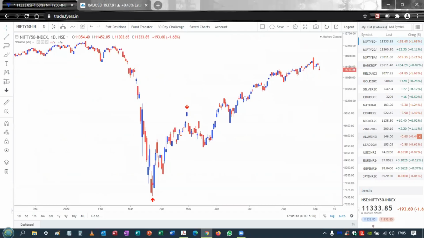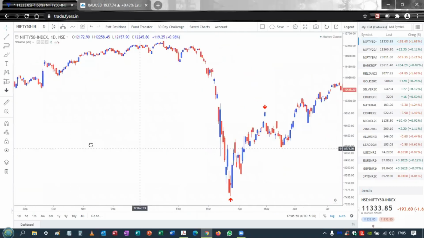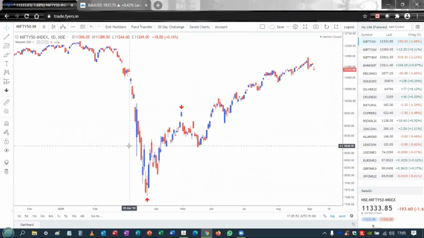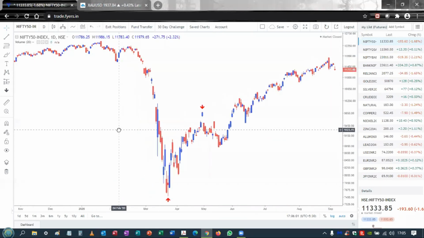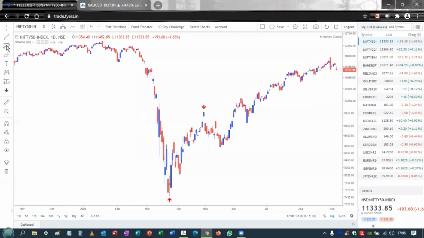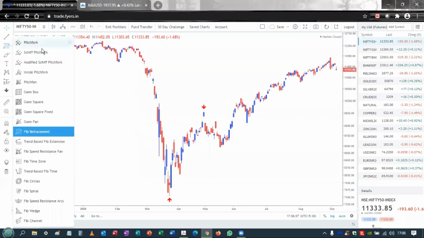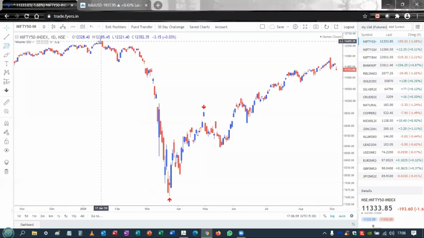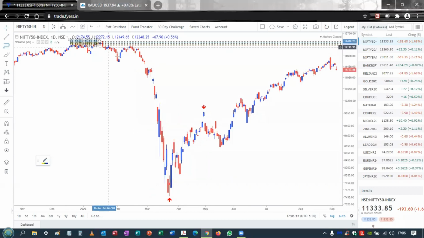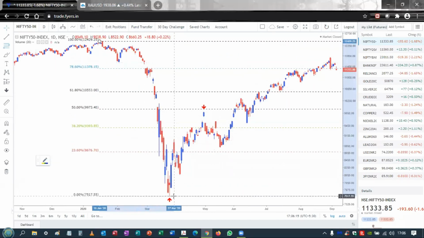So let me just... you talked about how to construct Fibonacci retracement following a rally in price. Similarly, you could also construct Fibonacci retracement following a decline in price. So in order to do that, I'll select this toolbox, select Fibonacci retracement, find an important high, which is this region, and then connect the swing low, which is this region.